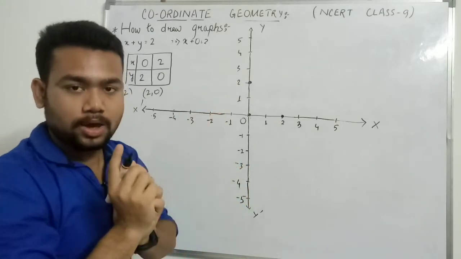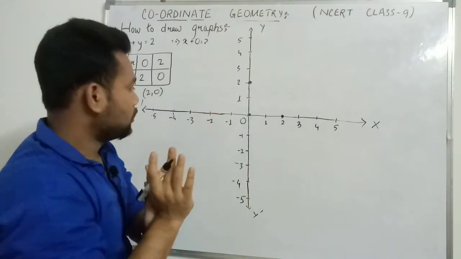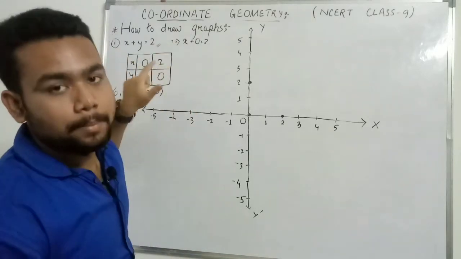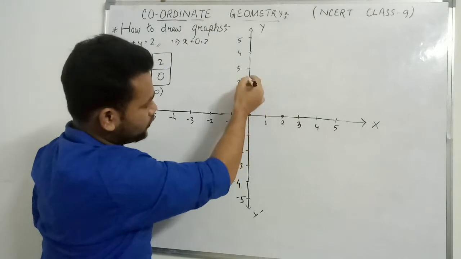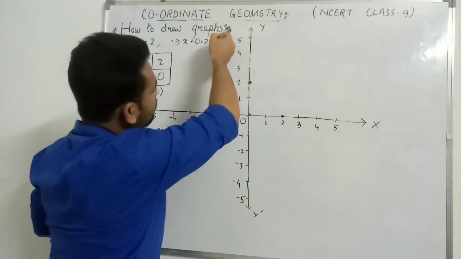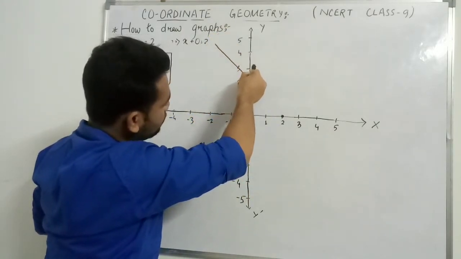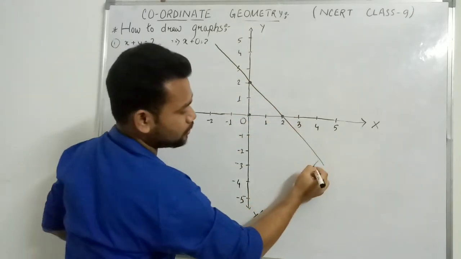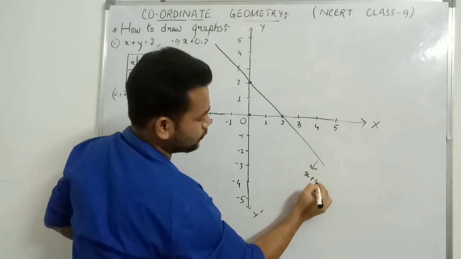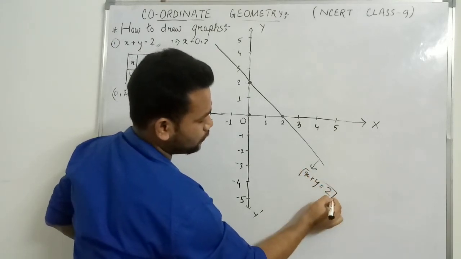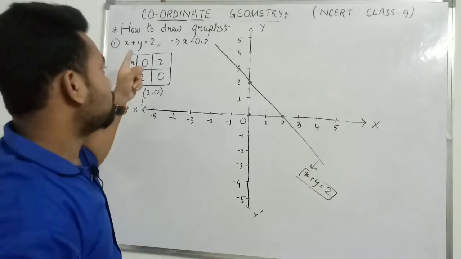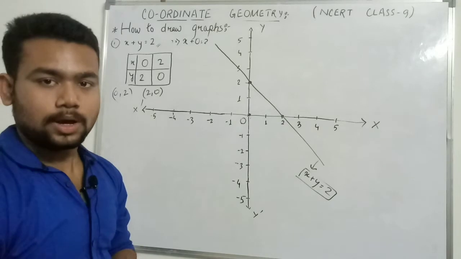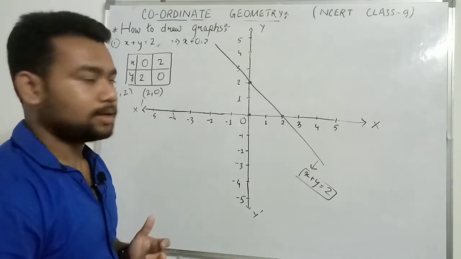In graph, you need to have 2 points, at least 2 points. So got it? If equations comes in this manner, got it? So these 2 points, now we will do what, we'll draw a straight line passing through these 2 points. So this is your actually x plus y equal to 2 graph. So x plus y equal to 2 ka graph kaisa hoga, ye ho gaya x plus y equal to 2 ka graph, khatam, easy tha.